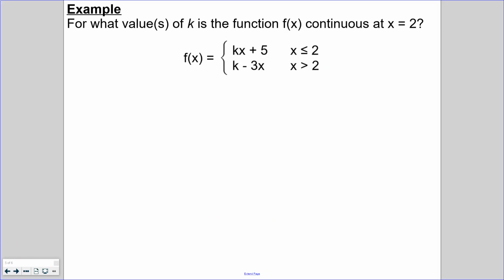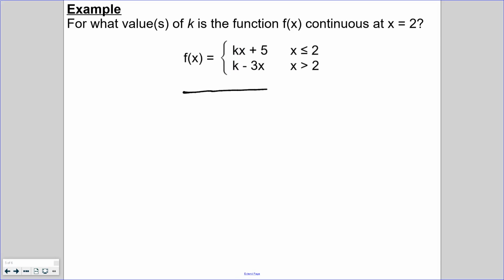Alright, for our next example, we're doing the same thing. We're trying to find the values of k that make this function continuous at 2. However, there's something a little bit different about this particular piecewise function. And that difference is that now both pieces have this k value. Does that change anything we do? Absolutely not. That just, sometimes, scares folks. So we continue to do what we do.